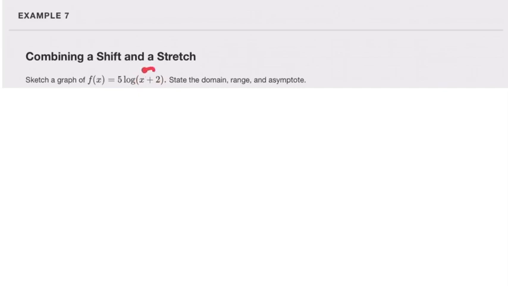This is telling us that we're moving our entire graph left by 2. It's the reverse of our intuition. So we want to make sure the graph moves to the left by 2, and then this is going to stretch it vertically by a factor of 5. So we'll start with our parent function, g of x. We'll say x versus g of x.